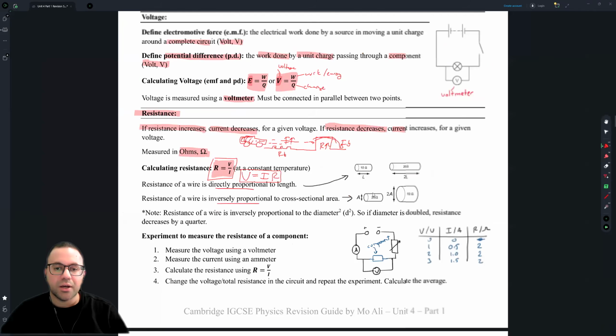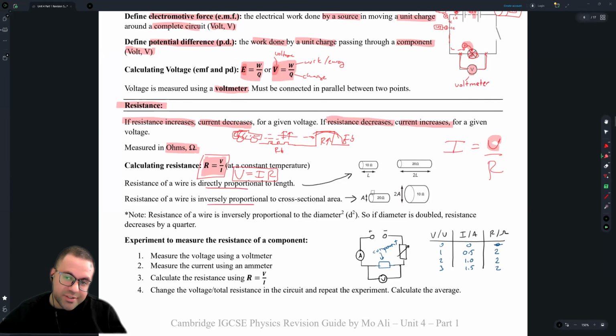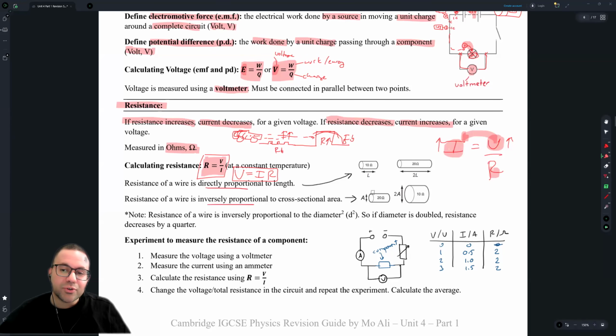When it comes to the relationship between V, I, and R, if you take a look, I is equal to V over R. You need to understand something. If you increase the voltage, the current increases as well. So if this increases, this increases. Makes sense. Bigger battery, faster charges. If you increase the resistance, the current decreases, because more speed bumps mean slower motion. So current and resistance are inversely proportional, but current and voltage are directly proportional.